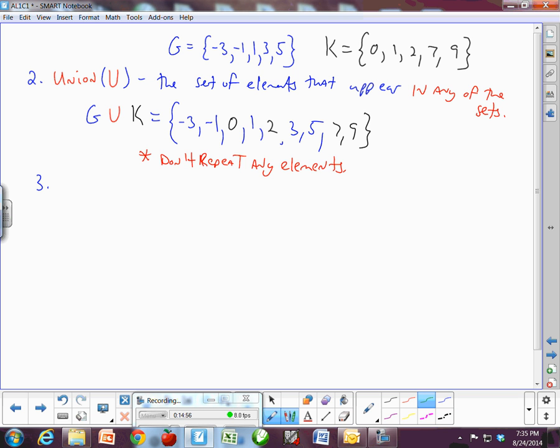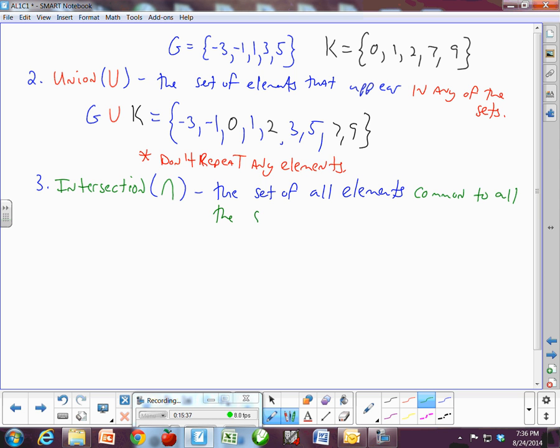Another operation, we'll do this one in green, is intersection. And the symbol for intersection is the upside down U. That's the symbol for intersection. So again, don't get caught up in the definitions, but intersection is the set of all elements common to all the sets.